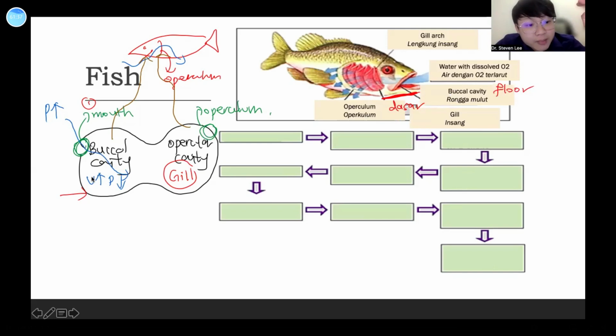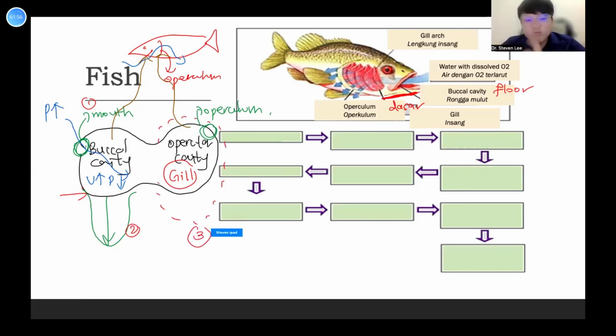To increase the volume, all you need to do is the floor of the buccal cavity needs to get lower like this. When the floor of the buccal cavity, the dasar rongga mulut, gets down, you can see your volume actually increases. At the same time, this is step three: your opercular cavity needs to enlarge.